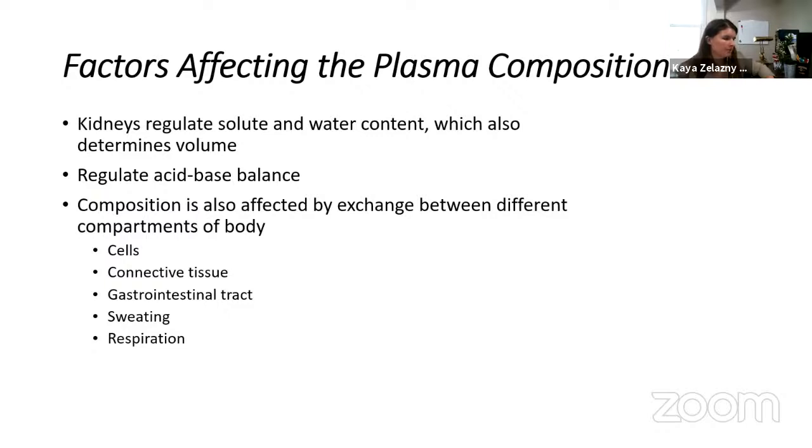Another note here, just so that you are aware, there is exchange between different compartments of the body. And so the composition of your plasma is going to depend on what's going on in your cells, what's going on in your connective tissue, what's going on in your GI tract. Are you sweating? How fast are you breathing? What's the content of that? So it is dependent on exchange at all these places.